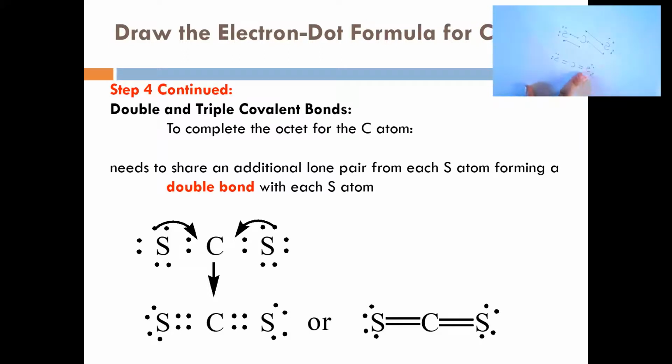Okay, so we're sharing a total of 4 electrons here and 4 electrons there. And everybody is happy because now this sulfur gets 8. 1, 2, 3, 4, 5, 6, 7, 8. This sulfur gets 8. 1, 2, 3, 4, 5, 6, 7, 8. And carbon has a total of 8. 1, 2, 3, 4, 5, 6, 7, 8. So we're happy in this state here.